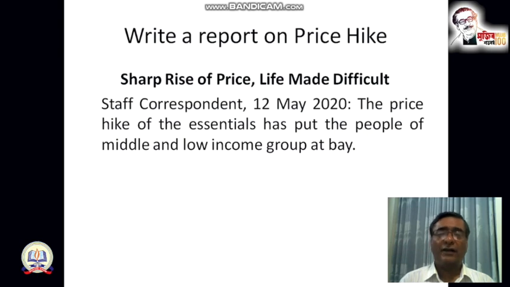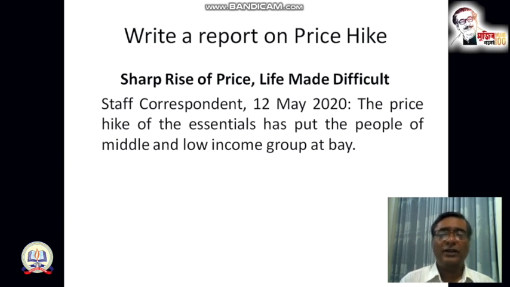So let's look at the hook sentence. What sentence have we used? The price hike of the essentials has put the people of middle and low income group at bay. That means the price hike of the necessary items has put the people, basically not all the people, in trouble. The rich people never face any problem. The middle and low income group, they are in troubles.